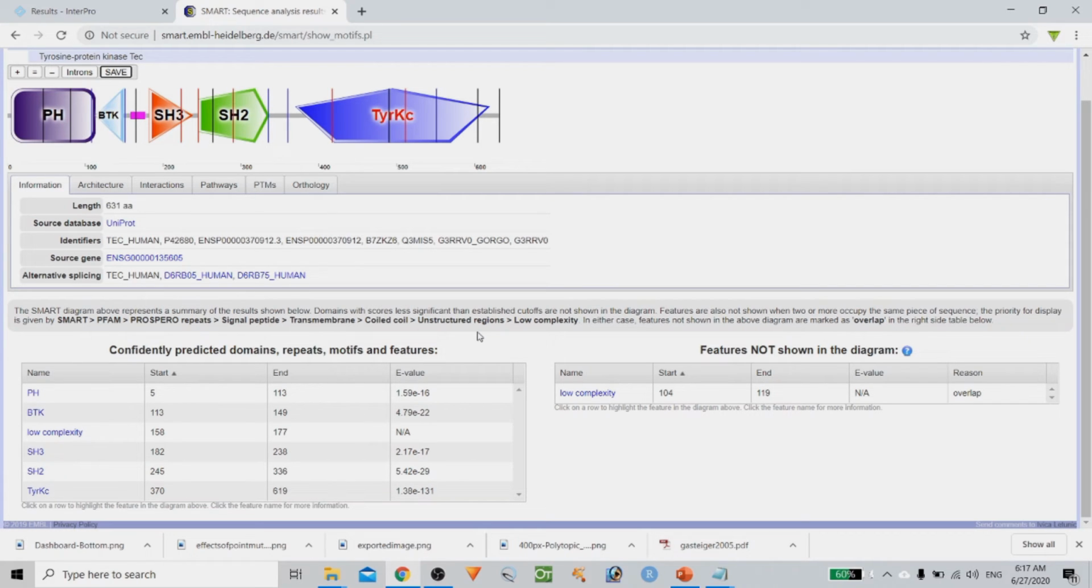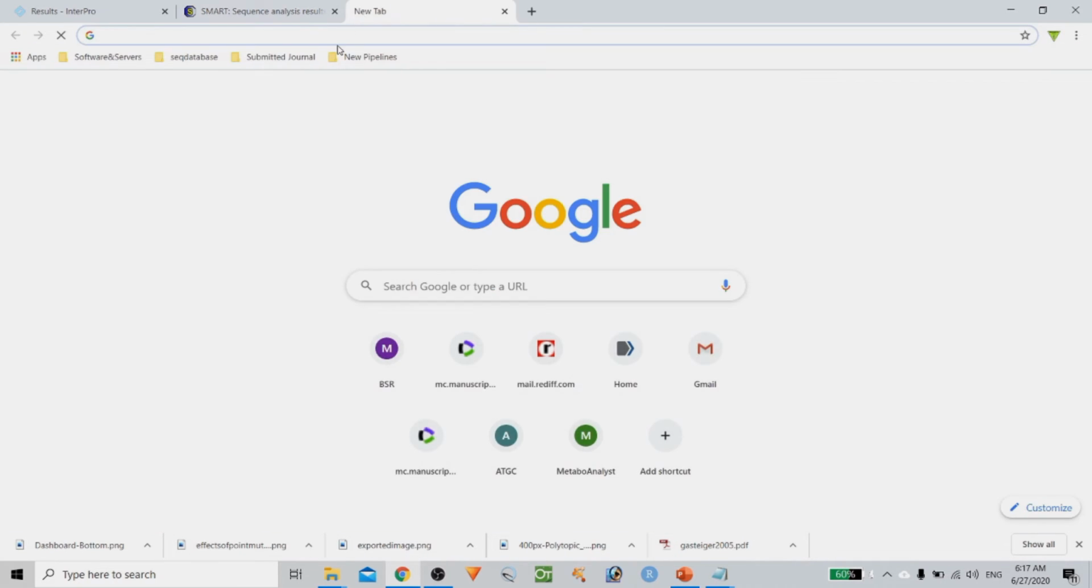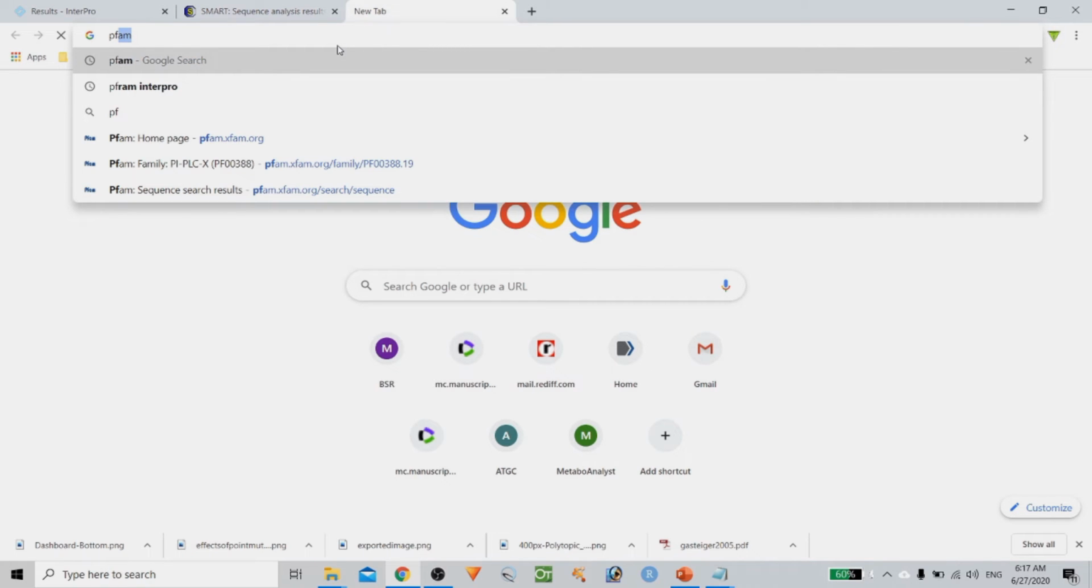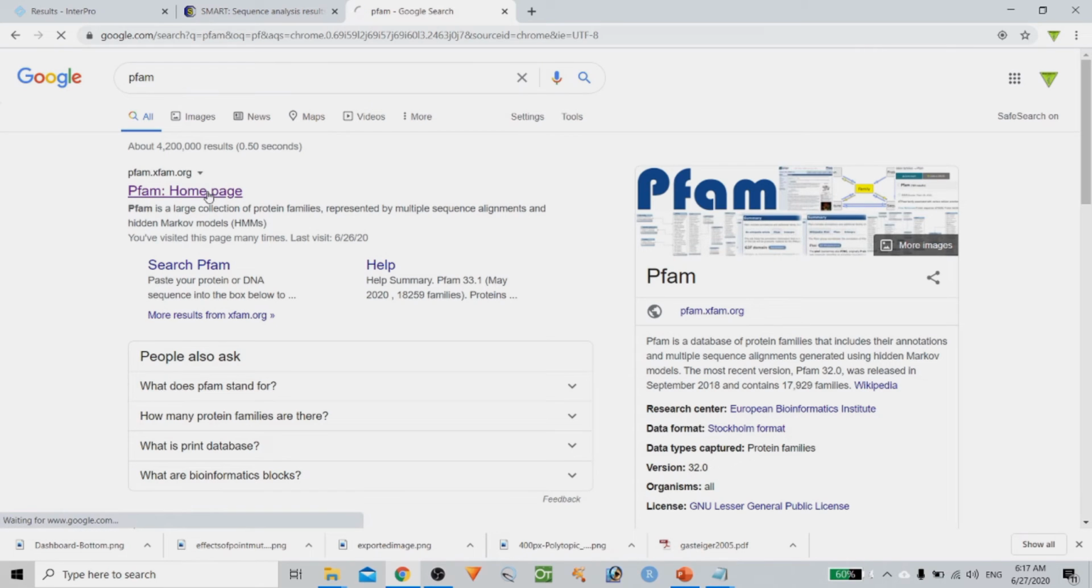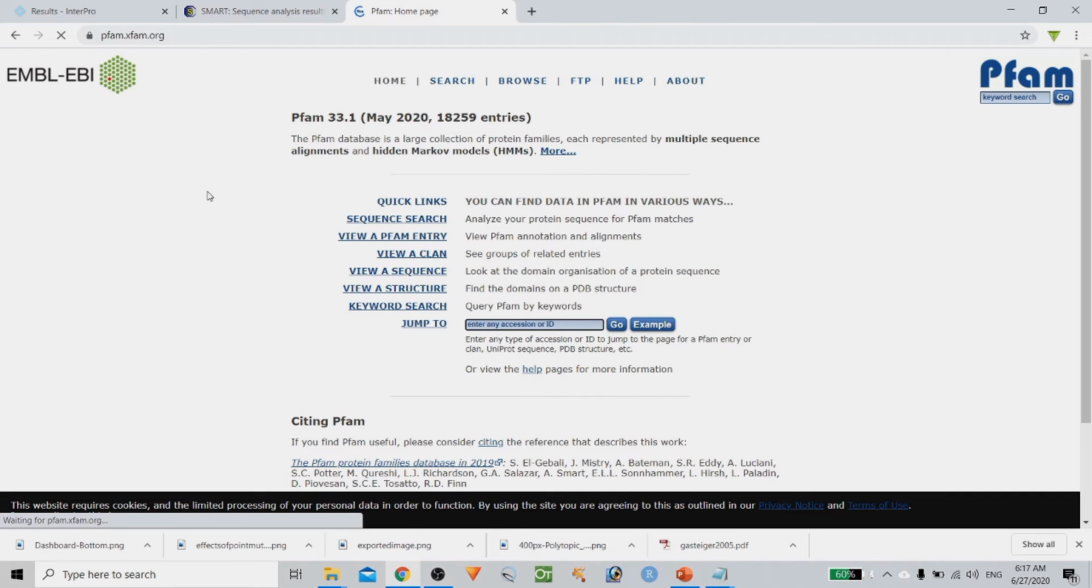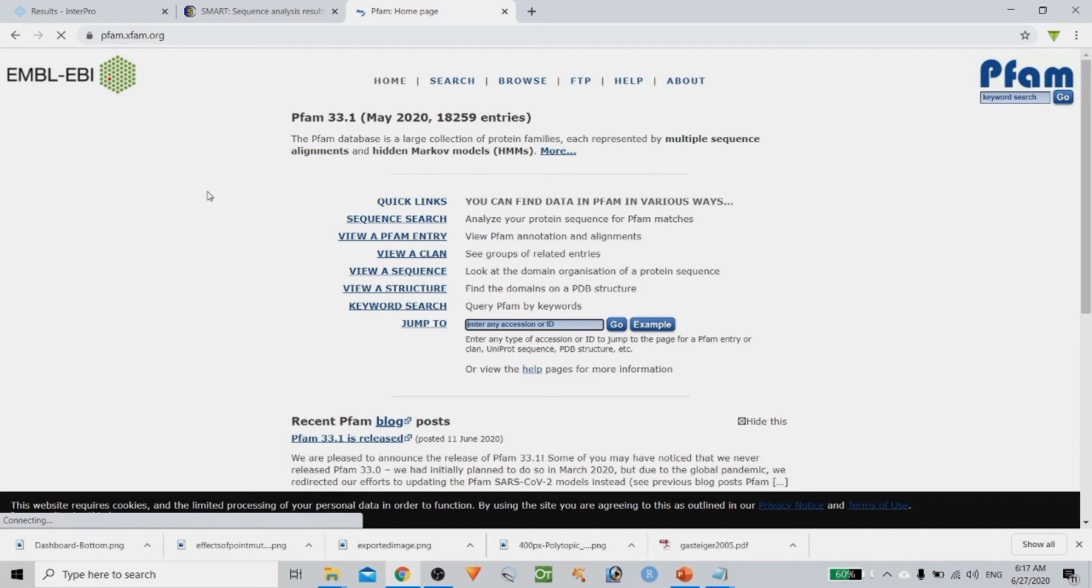It's almost identical to InterPro, but it will give you more information, like architecture, interaction, pathways, PTM, and orthology. Okay, so let's check one more database on the same string, the Pfam. This is the most popular database. Most researchers prefer to use the Pfam database, but I suggest you use InterPro and SMART if you want a very good graphical representation. This is also a very good database, no doubt about it.